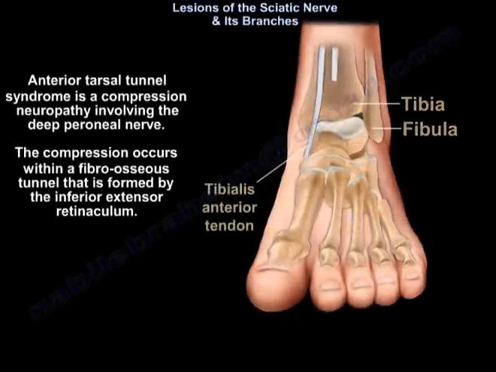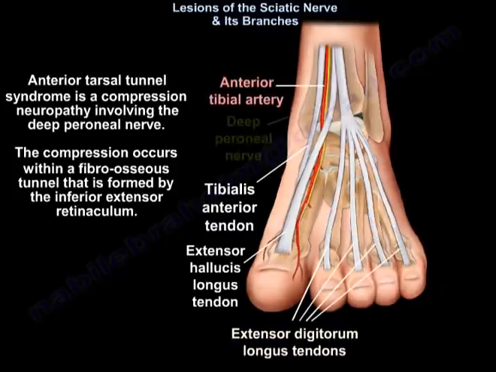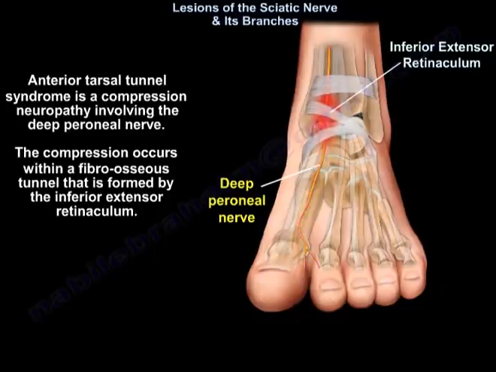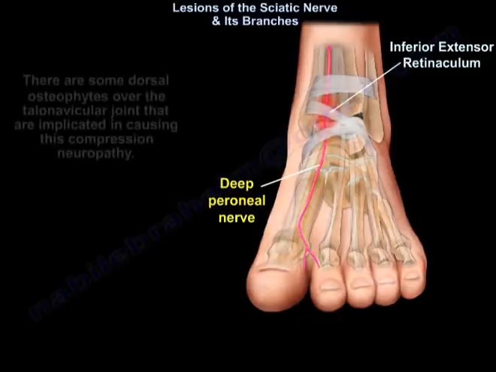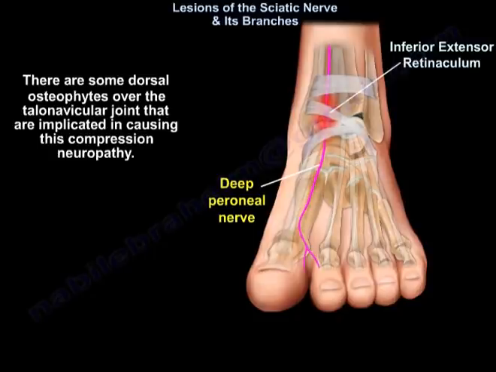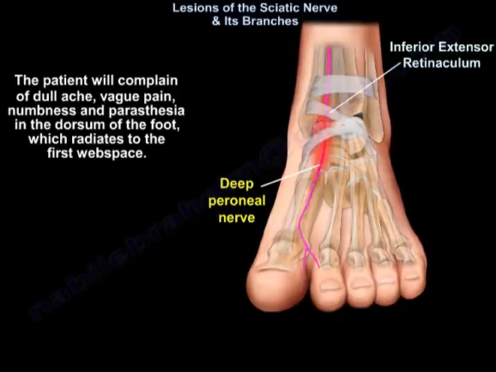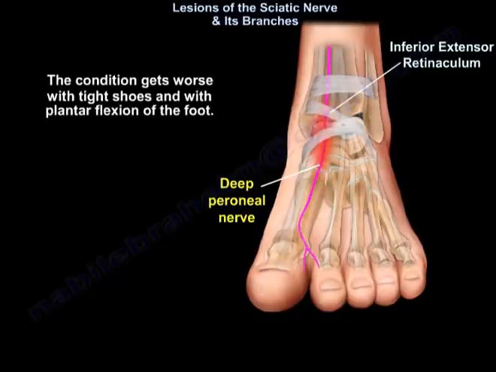Anterior tarsal tunnel syndrome is a compression neuropathy of the deep peroneal nerve. The compression occurs within a fibroosseous tunnel formed by the inferior extensor retinaculum. There are some dorsal osteophytes over the talonavicular joint that are implicated in causing this compression neuropathy. The patient will complain of dull ache and vague pain, numbness and paresthesia in the dorsum of the foot, which radiates to the first web space. The condition gets worse with tight shoes and with plantar flexion of the foot.